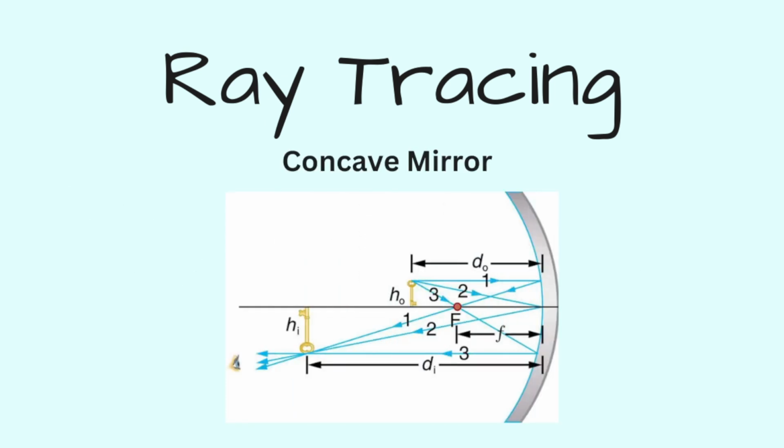The figure is from College Physics 2E by OpenStax, and it shows the 3 principal rays for a concave mirror.